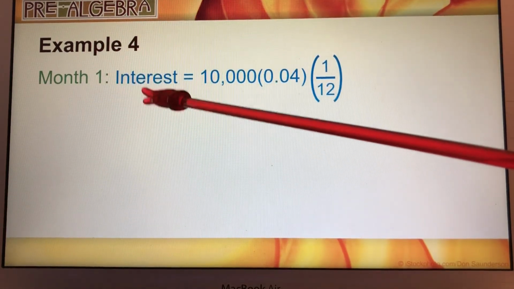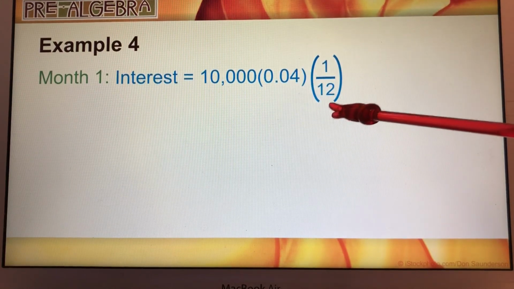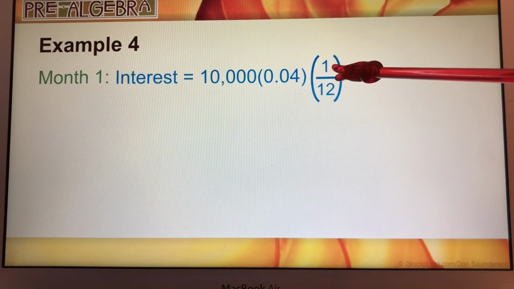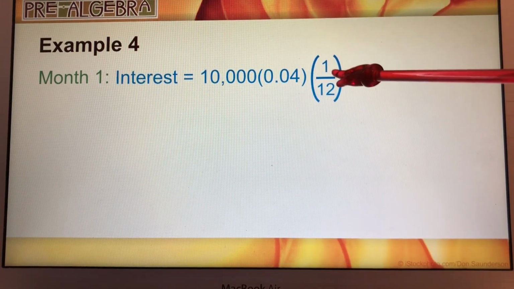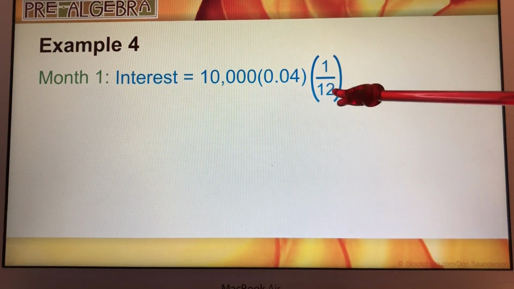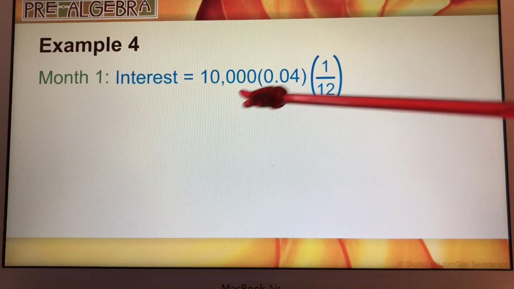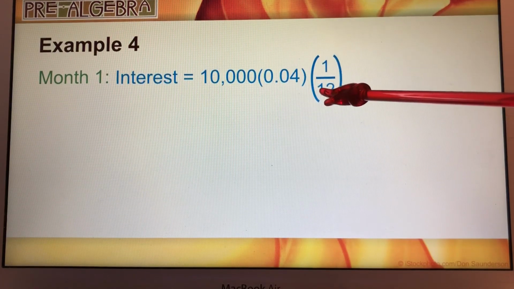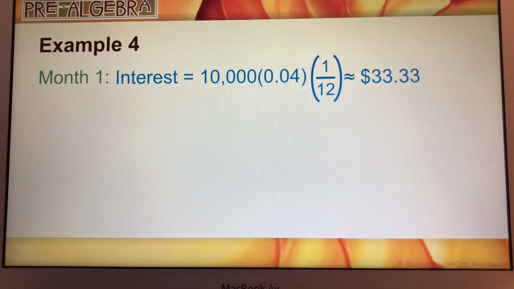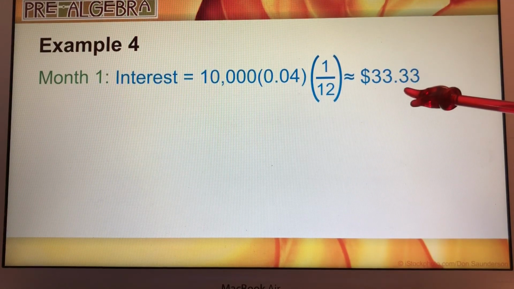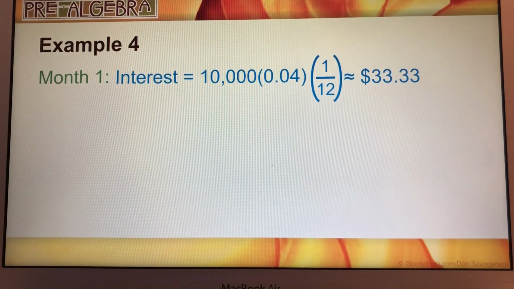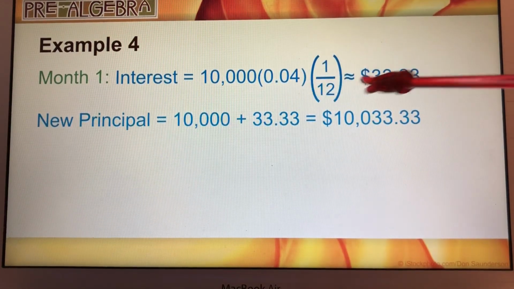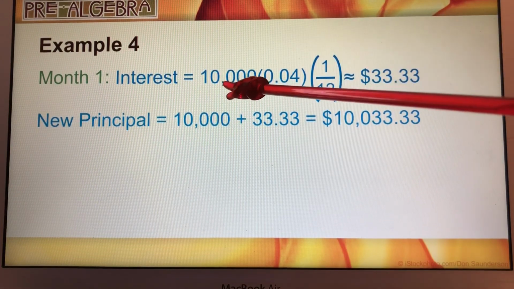Our interest equals the principal times the rate times the time, right? And it said over a period of 3 months. So for the first month, sorry, the time is 1 over 12, okay? That's the first month. The principal is $10,000. The rate was 4% interest, okay? So now you do the math, and you're going to get approximately $33.33.